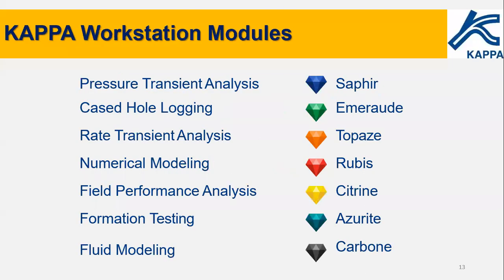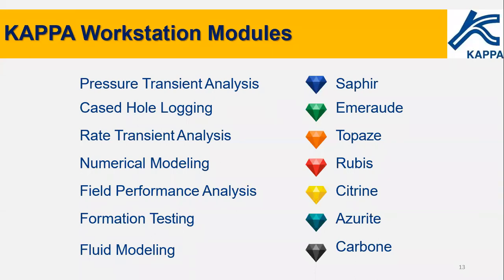So these are the main workstation modules which are available in KAPPA. First is pressure transient analysis, which is SAPHIR. Cased hole logging is EMERAUDE. Rate transient analysis is TOPAZE. Numerical modeling is RUBIS. Field performance analysis is CITRINE. Formation testing is AZURITE, and fluid modeling is CARBON. So in today's presentation, I'll be talking about SAPHIR, TOPAZE, and RUBIS, but I'll give you a brief introduction about EMERAUDE, CITRINE, AZURITE, and CARBON.